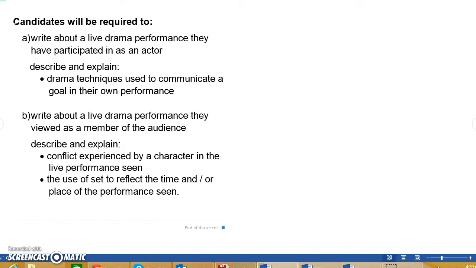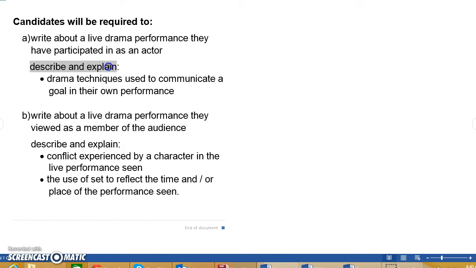Now, the specifications tell us that candidates will be required to write about two things. The first thing they have to write about is a live drama performance that they've participated in as an actor. Now, this could be any of the things that you've done during the year. This could be your Anne Frank, this could also be physical theatre, or the performance that you do next term. They want you to describe and explain.